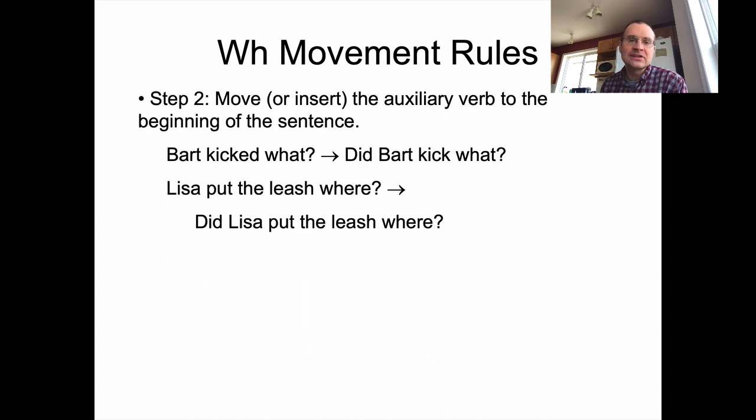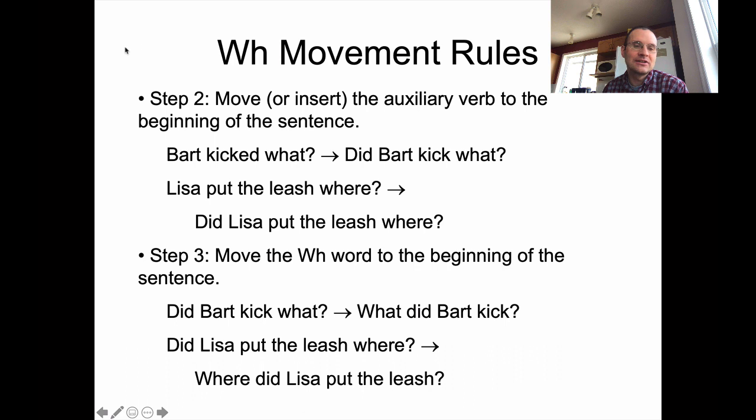Okay, so the second step is the one we've seen before. If we want to have auxiliary subject inversion here, we need to get an auxiliary verb in there somehow. So we say Bart did kick what? We replace the kicked with a did kick, and then we move the did to the front of the sentence. So did Bart kick what? Lisa put the leash where? There's a step here I'm glossing over a bit. Lisa did put the leash where? Did Lisa put the leash where is this intermediate step.